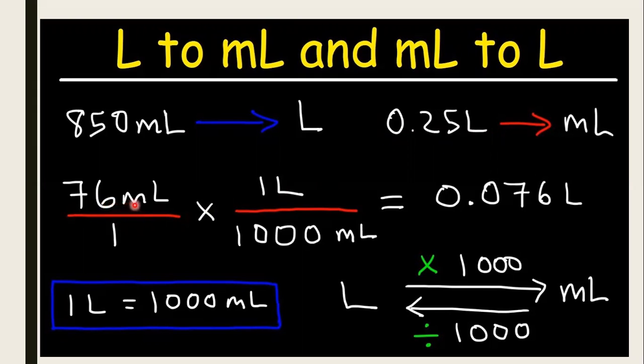The question is 76 milliliters, and you convert this number into liters. So we have to do the division: we divide 76 by 1000 and we get the answer 0.076 liter. As we know, 1 liter equals 1000 milliliters. Keep this in your mind, all of the viewers who are watching my video: whenever you convert liters into milliliters, you have to do the multiplication. Whenever you convert milliliters into liters, you have to do the division. This is a very important concept.